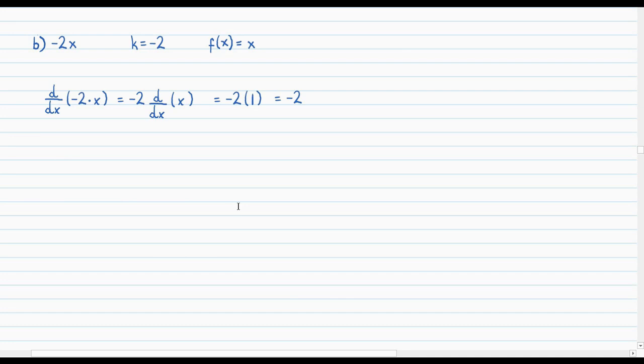Then part C is square root of 2 times x to the power of 1.5, where k is root 2 and f of x is x to the power of 1.5. This time we're differentiating root 2 times x to the power of 1.5, which would just be root 2 times derivative of x to the power of 1.5, which was 1.5 root x in the previous example.